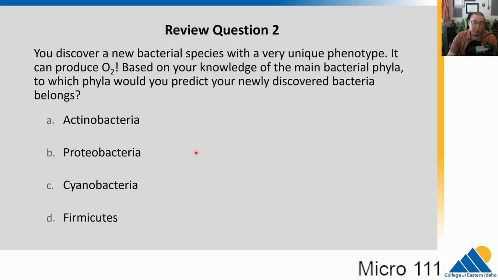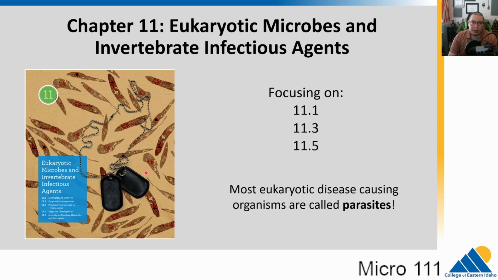All right, the answer here would be C, the cyanobacteria. Those are our main oxygen-producing photosynthesizers. Okay, so hopefully those questions weren't too challenging. Some of the test questions will be much like that. It's difficult to get into much more detail because we just did a brief overview.